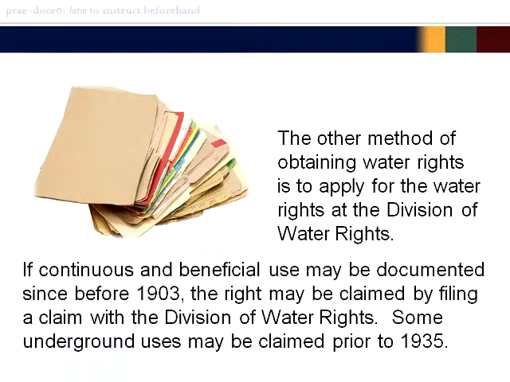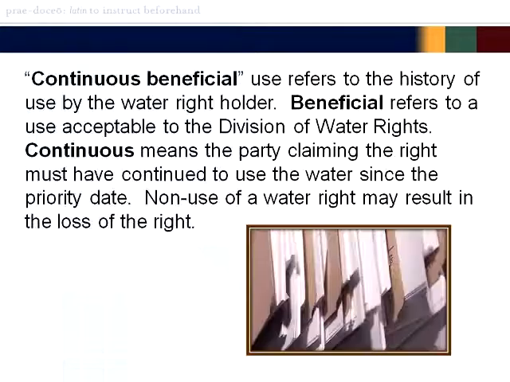The other method of obtaining water rights is to apply for the water rights at the Division of Water Rights. If continuous and beneficial use may be documented since before 1903, the right may be claimed by filing a claim with the Division of Water Rights. Some underground uses may be claimed prior to 1935.